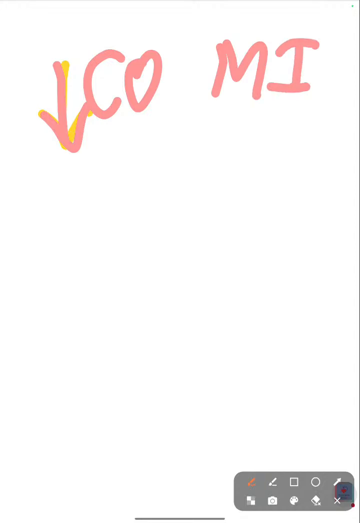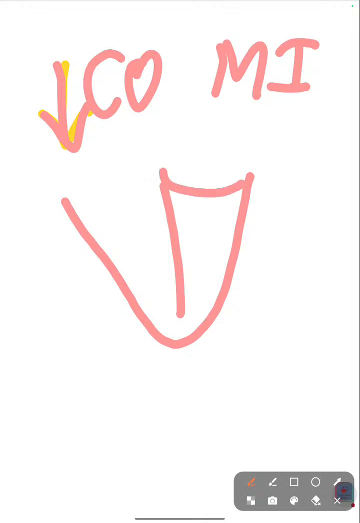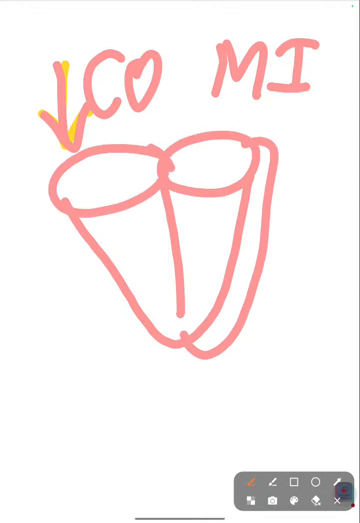It results in decreased tissue perfusion and movement of fluid from the pulmonary vascular bed into the pulmonary interstitial space. Initially interstitial pulmonary edema, later into the alveolar space, alveolar pulmonary edema. What will happen? This is your heart. These are the right and left sides. The left is thicker when compared to the right. So this is your left ventricle.